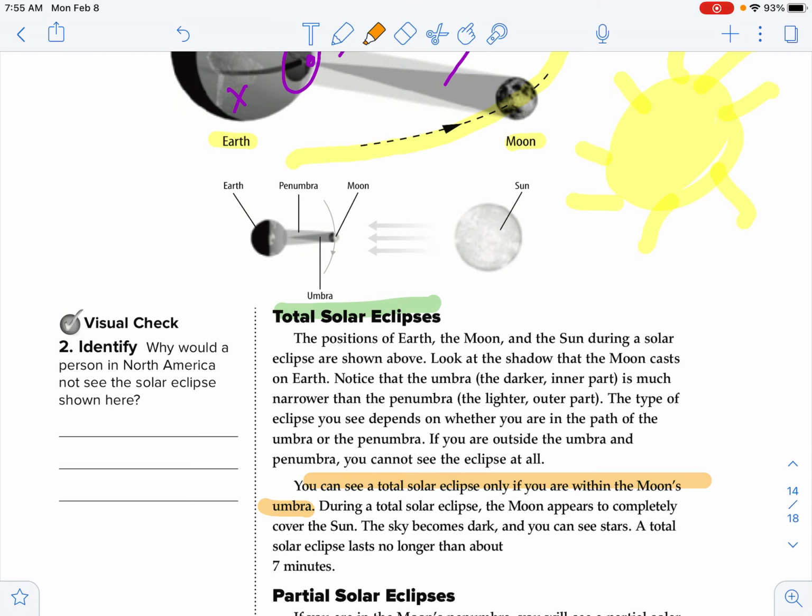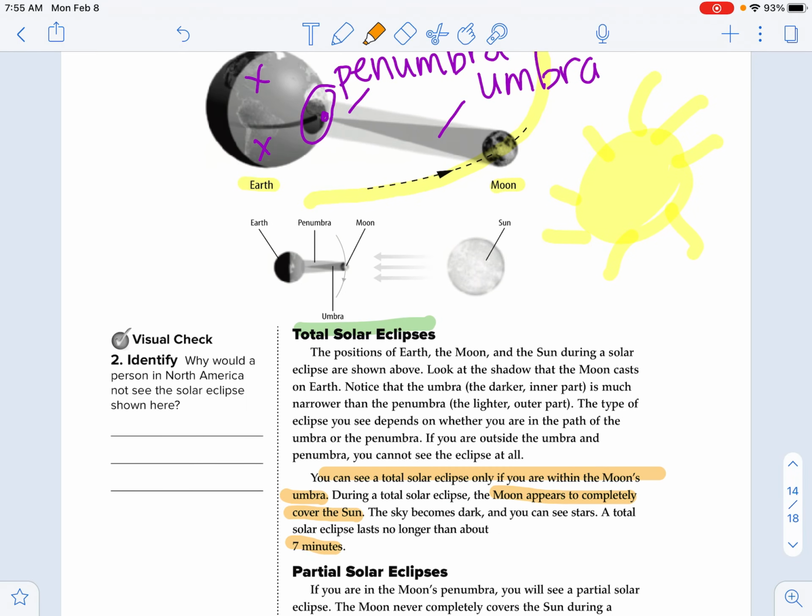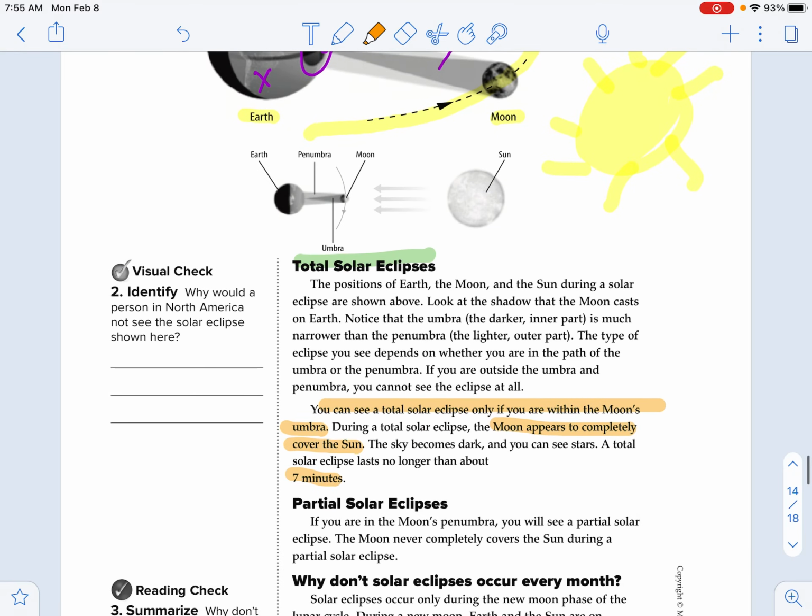During a total solar eclipse, the moon appears to completely cover the sun. The sky becomes dark and you see the stars. A total solar eclipse lasts no longer than about 7 minutes. So this is a section on our study guide that you can be filling in some of the words on the solar eclipse from this section here, okay?